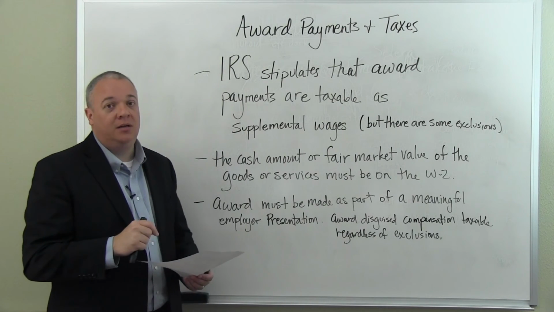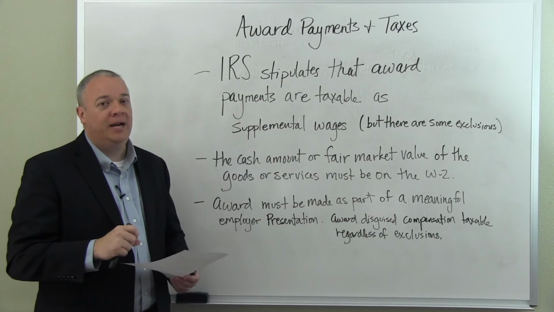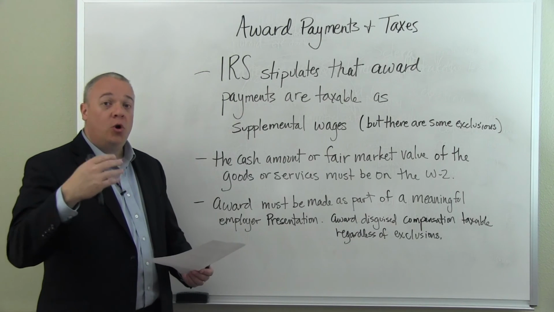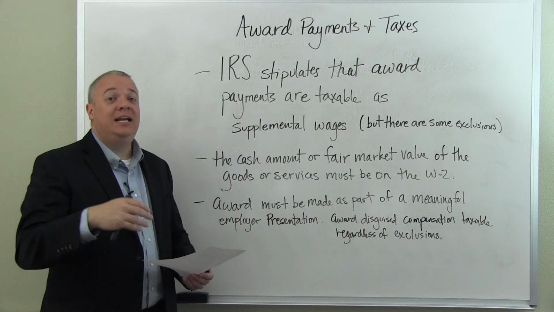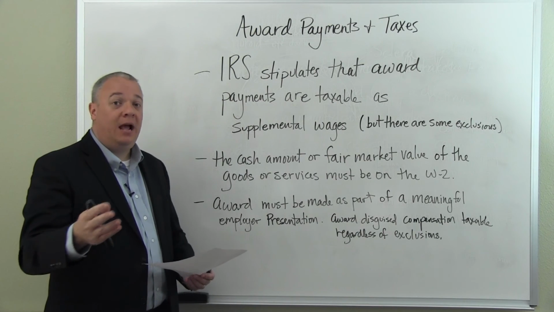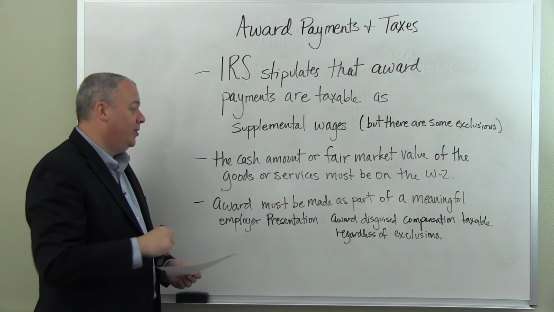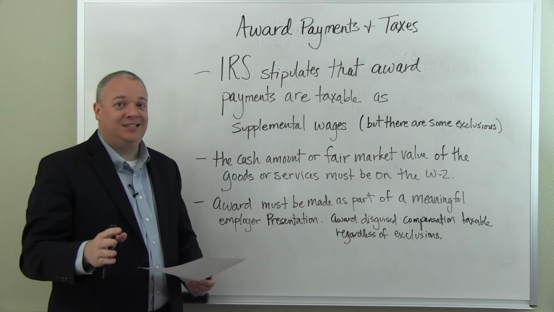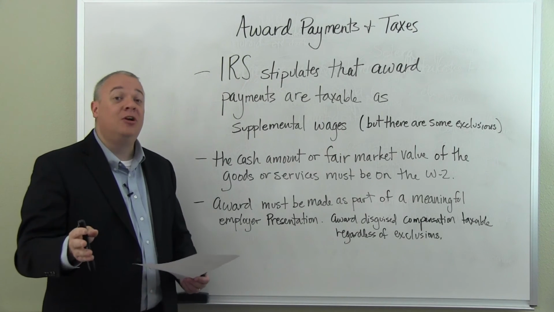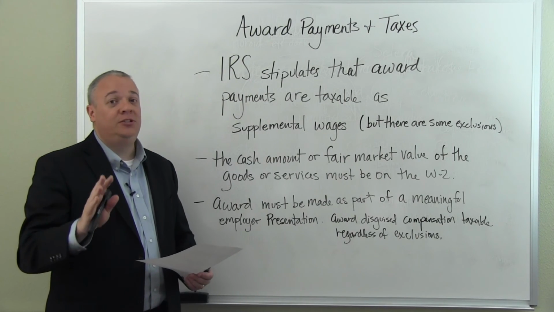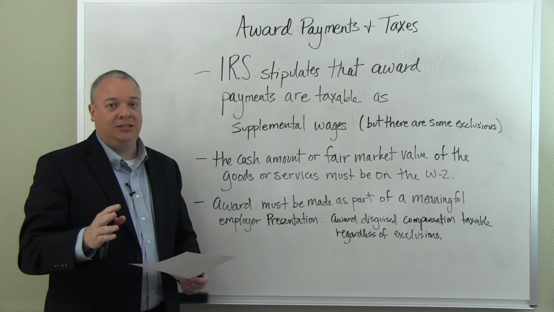The cash amount or fair market value of such an award, good or service, must be on the employee's W-2 form. It has to be reported. Awards that would ordinarily be seen as excludable, however, if they are not made as part of a meaningful employer presentation, and if all they are is disguised compensation and they get ruled such by the IRS, then regardless of the exclusions, they become immediately taxable income.